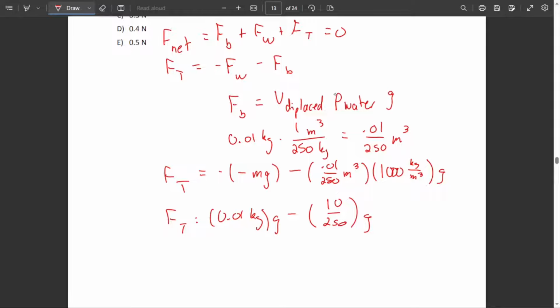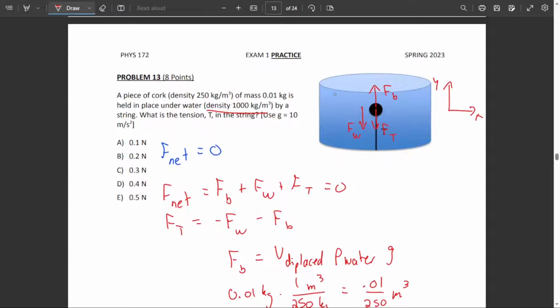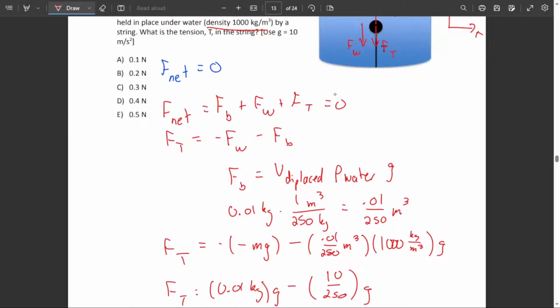One thing to note is that this is going to give us a negative number because force tension is pointing down and we define down as negative. So for a second I was like, we're getting a negative number, something's gone wrong. That is normal. So we get the force of tension is negative 0.3 newtons. So our answer is C.